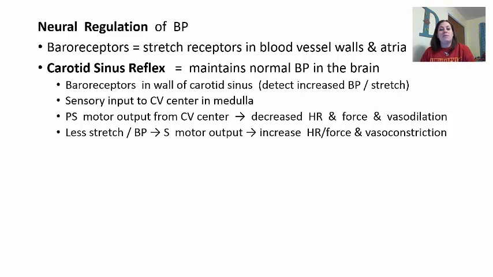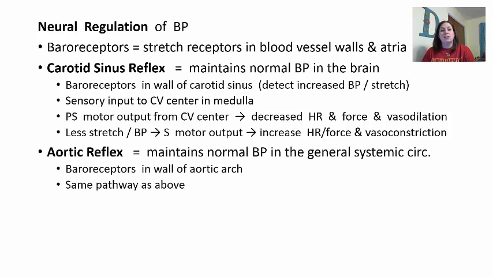On the other hand, if there's less stretch, this means the blood pressure is too low. The sympathetic motor output is going to increase heart rate and force and cause vasoconstriction so that it will raise the blood pressure. And again, this is a reflex. This is something that happens without you consciously being aware that it takes place.